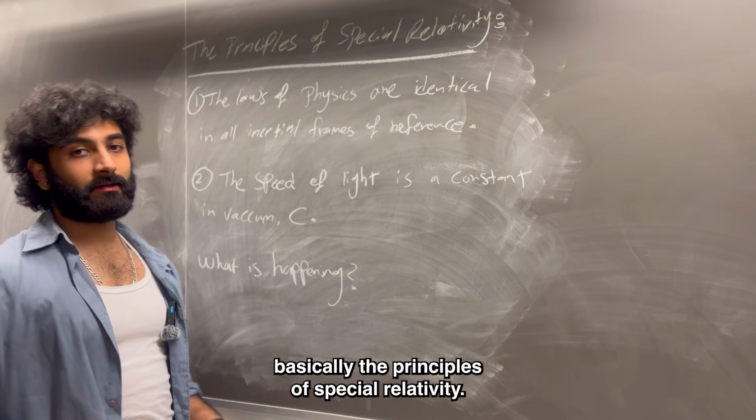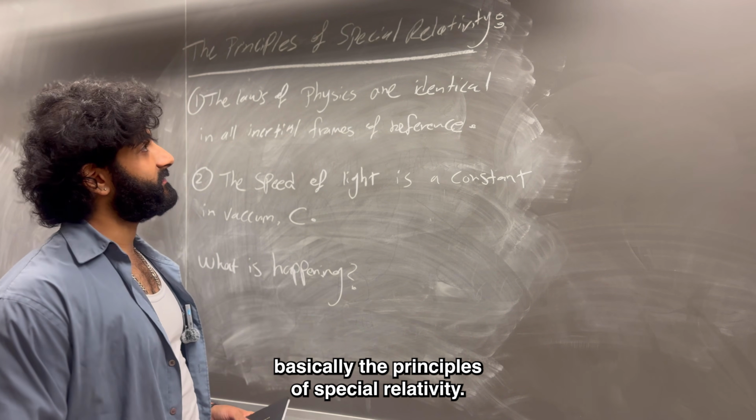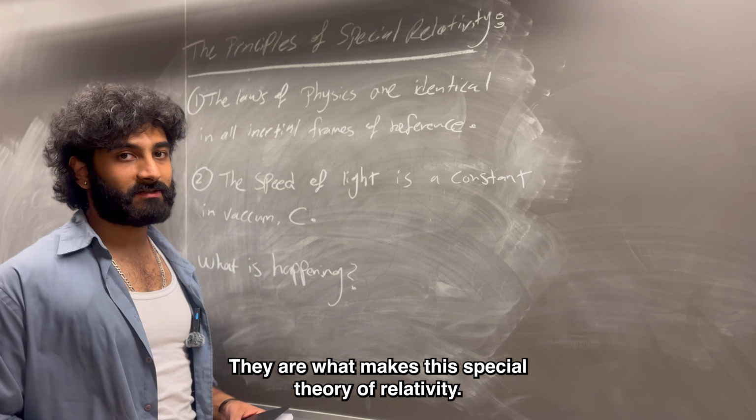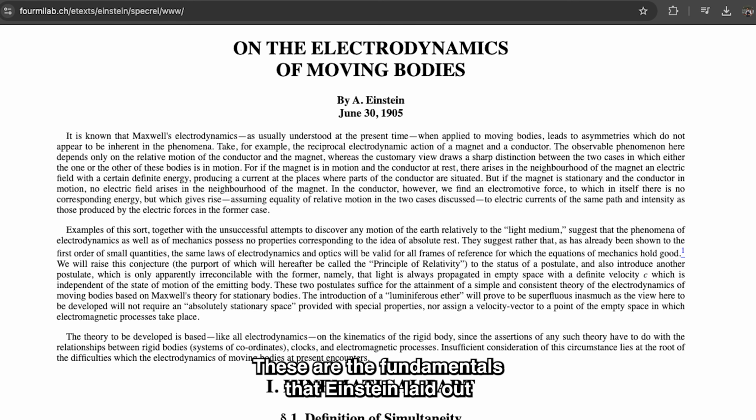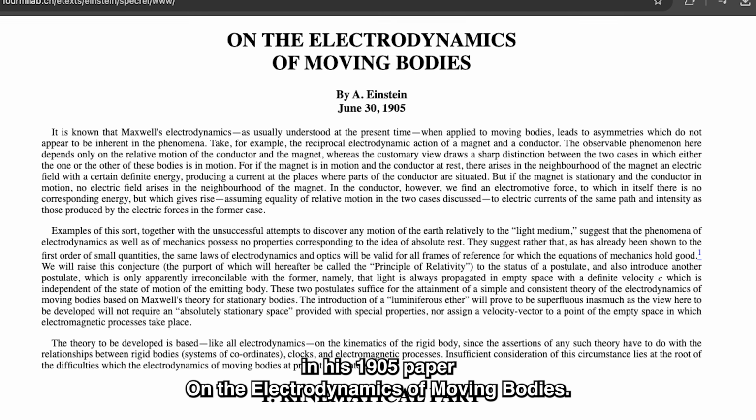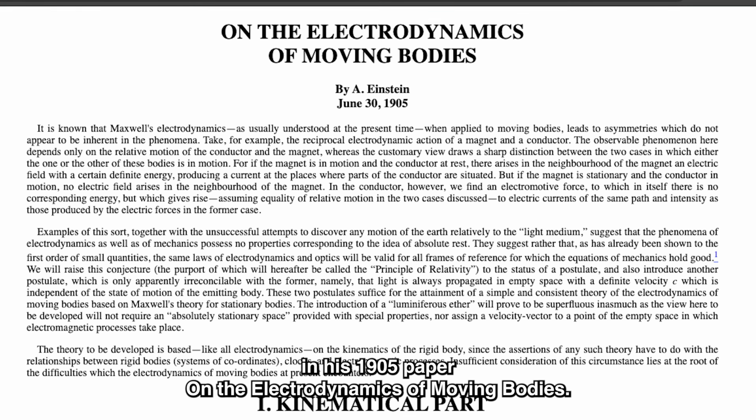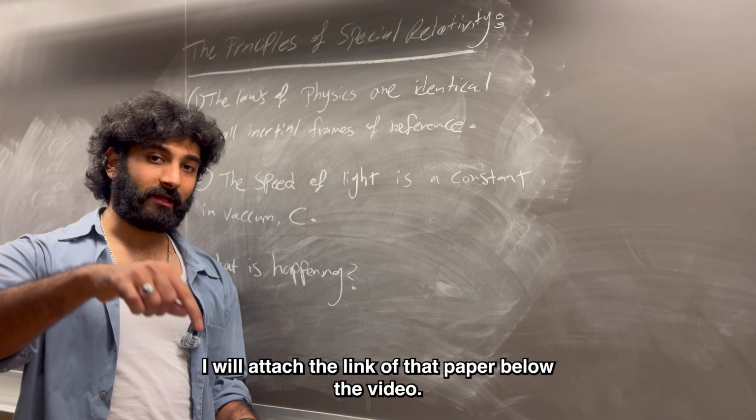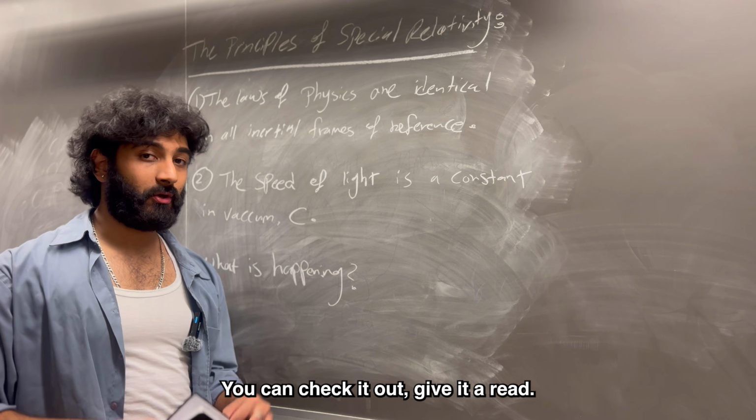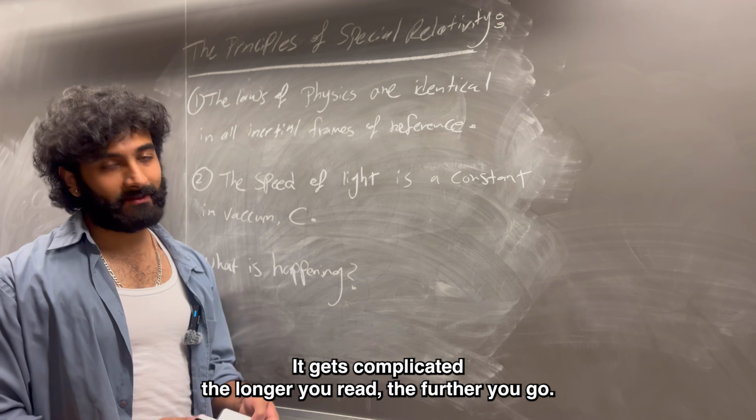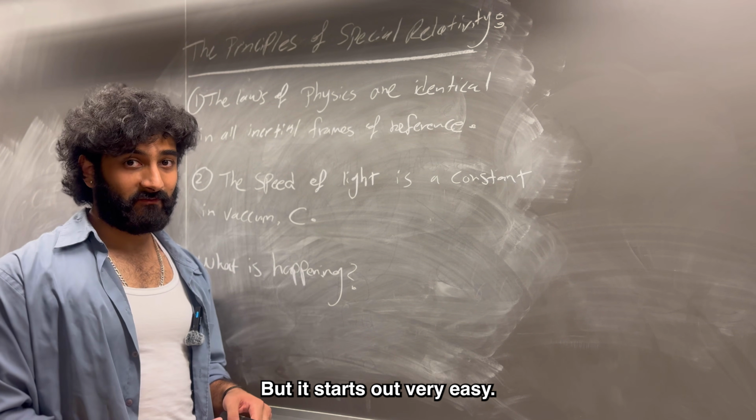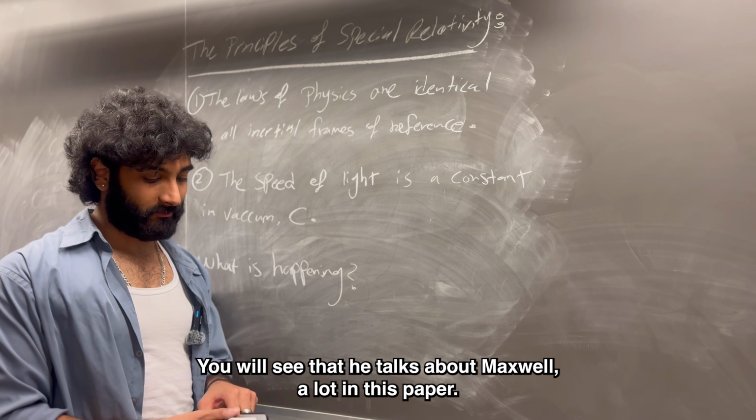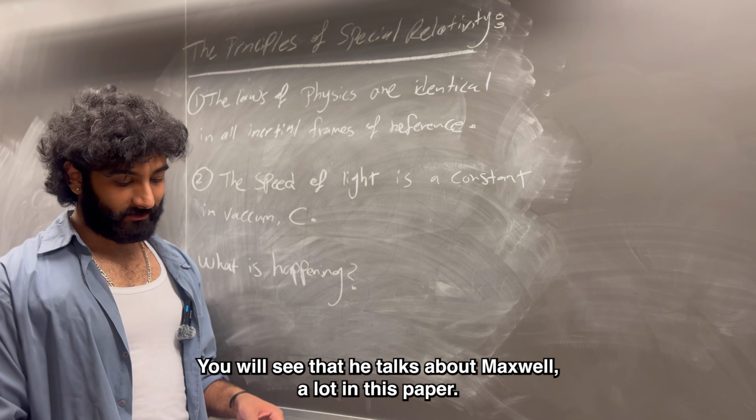So these are basically the principles of special relativity. They are what makes the special theory of relativity. These are the fundamentals that Einstein laid out in his 1905 paper on the electrodynamics of moving bodies. I will attach the link of that paper below the video. You can check it out, give it a read. It gets complicated the longer you read, the further you go, but it starts out very easy. You will see that he talks about Maxwell a lot in this paper.